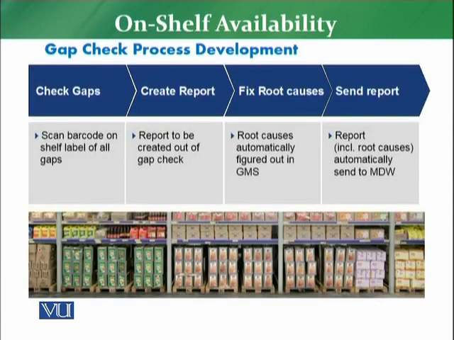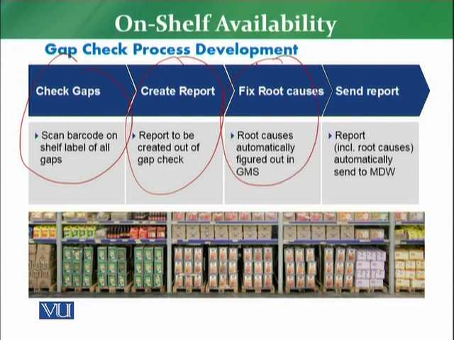So gap check process development, how it works. There are 4 steps to it. Let me review quickly. The first part is about checking gaps. You have to scan the barcode on the shelf label of all gaps. First of all, the scanning of the barcodes. And then after that, you have to create a report, because that report will give you the products which are actually appearing in the gap check. Then you have to find out the root cause. How do you find out the root cause? Automatically, through the goods management system, it can easily tell you about the root cause. It was because of a delay in ordering. It was because of a delay in delivery. It can be anything that the gap check process can easily tell you. And the last thing is about the report. You have to send a report which includes the root cause analysis, so that you can avoid this gap in the future.